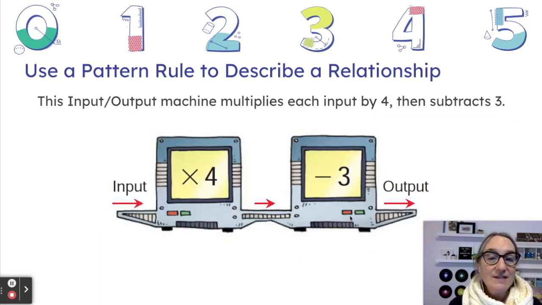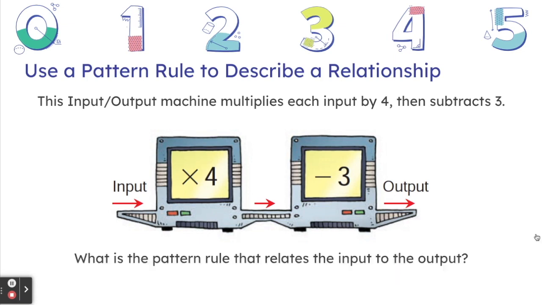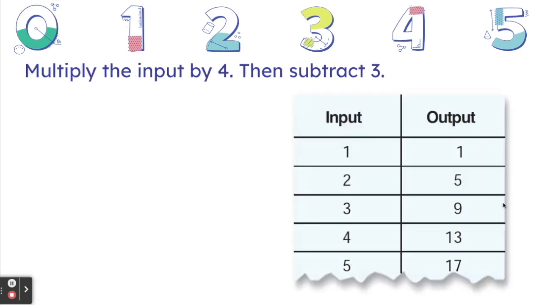So now we know this input-output machine multiplies each input by 4 and then subtracts 3. So what is the pattern rule that relates the input to the output? Multiply the input by 4, then subtract 3. The pattern rule that relates the input to the output is what your input-output machine does. Okay, so we have our pattern rule that relates the input to the output. Multiply the input by 4, then subtract 3.